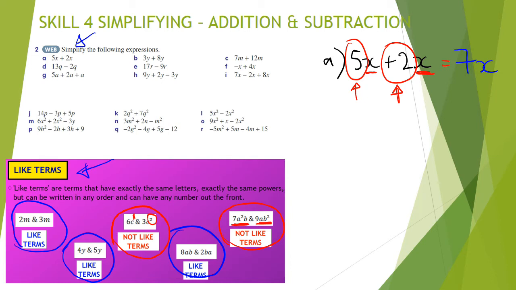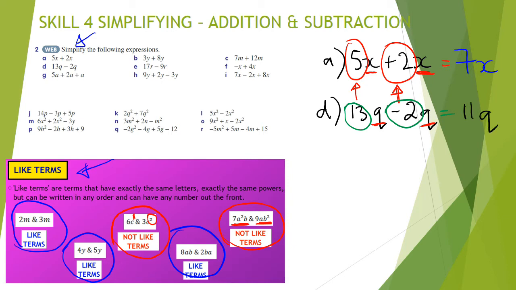If we go to another one, we go to D. There's 13q take away 2q. I check for like terms, letter Q and letter Q. Now I know they're like terms, I focus on the numbers. 13 subtract 2 gives me a final answer of 11q.